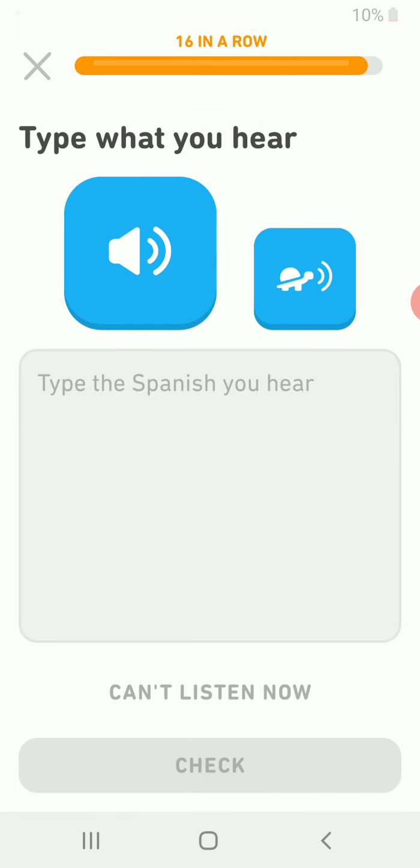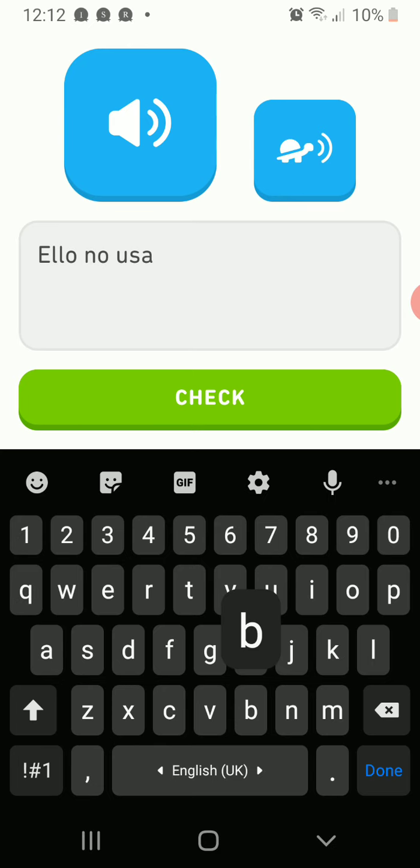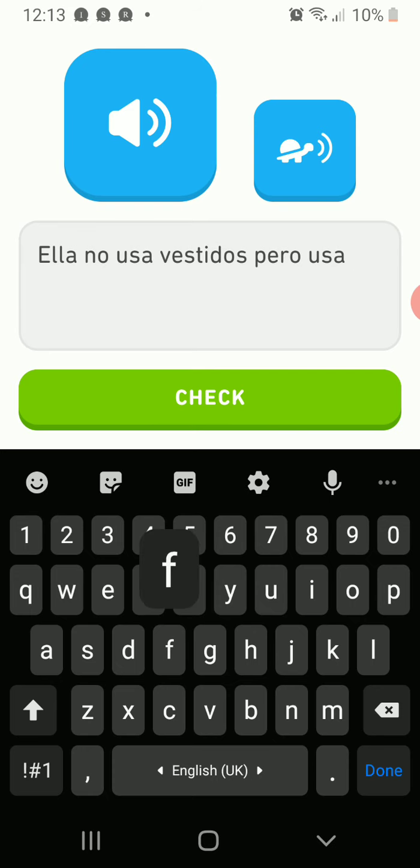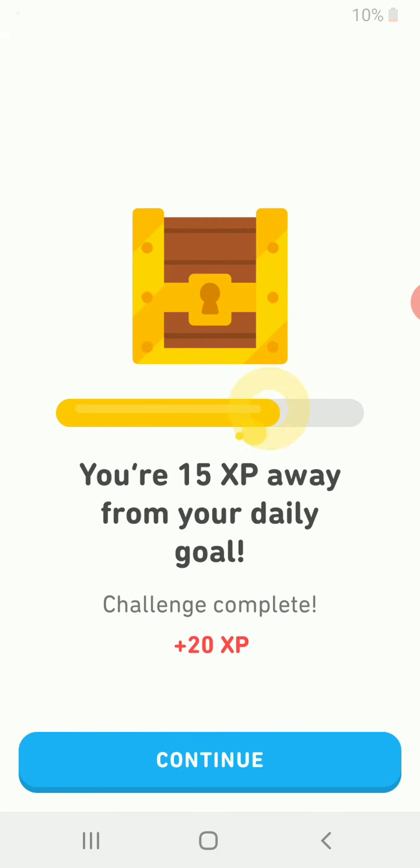Ella no usa vestidos, pero usa faldas. Wow. Yes, we've seen this sentence. Ella, it's not ello. Ella no usa vestidos, or dresses. Pero is but. Ella no usa vestidos, pero usa faldas. Faldas. Nice. And that was perfect.